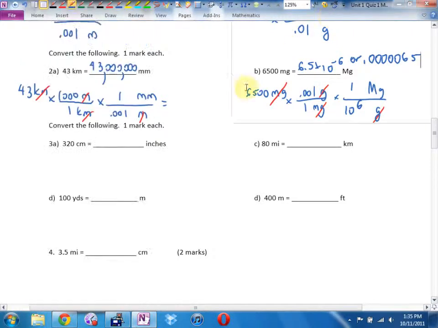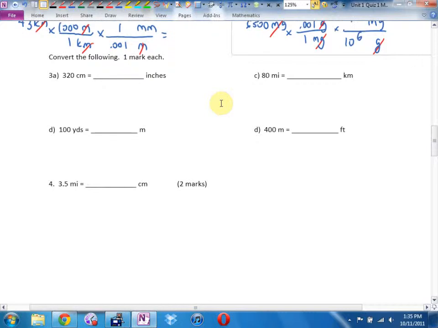Convert the following, one mark each. Okay, now we're going from metric to imperial. Anybody here work construction? Okay, they're still imperial. It's still all inches and feet. Lots of places are still inches and feet.